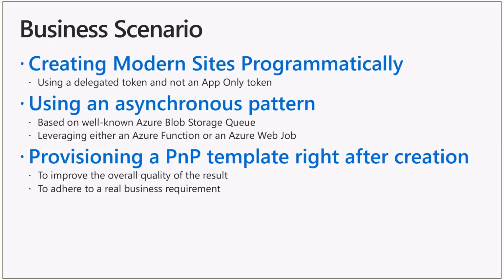Moreover, we will see how you can do that using a delegated token, which will be transferred from a front-end web application, which will be the UI to start the creation process of a modern site, to a back-end set of services, which can be an Azure function or an Azure WebJob, both of them based on an Azure Blob Storage Queue in the middle, to have an asynchronous site creation pattern, which, as Vesa already said, is a well-promoted pattern in the PnP area.